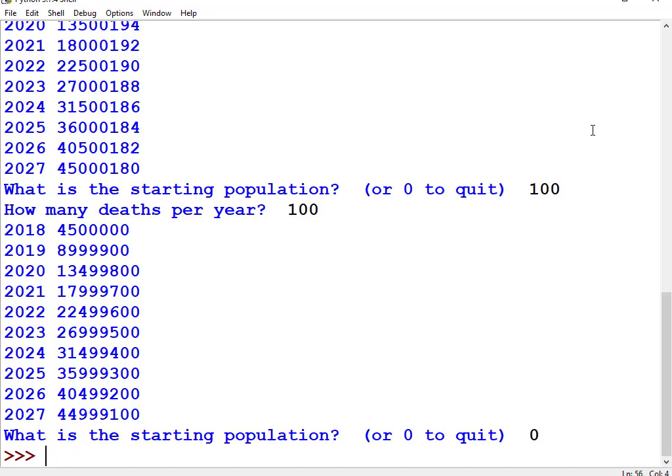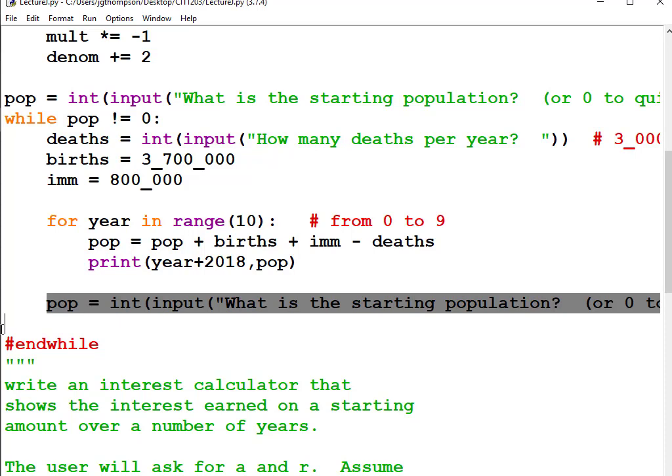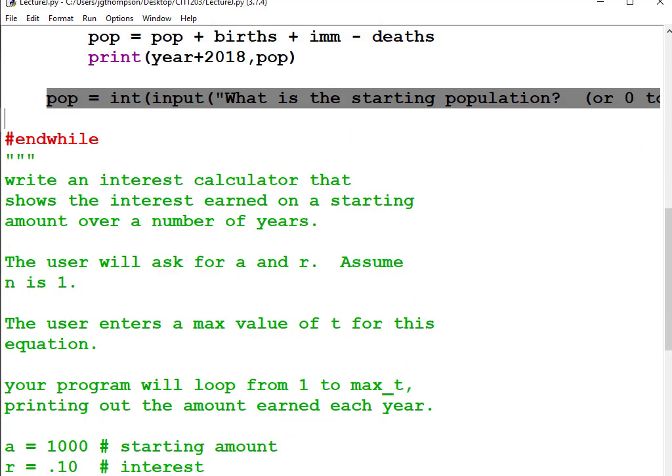So if you did not finish the interest program, the first one, to work like that, that's how you do it. Just ask the question, make your while loop based on that answer, and then ask the question again. Hope that makes sense. I hope that's good to go. Make sense to y'all? Okay.